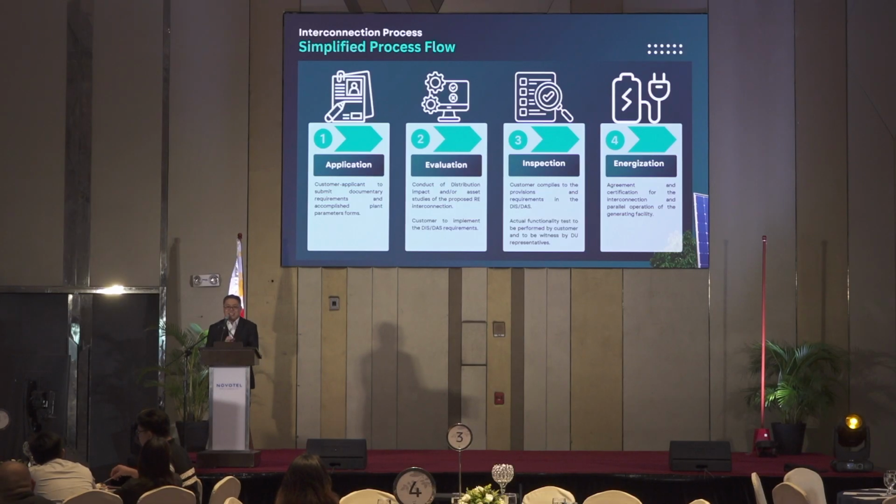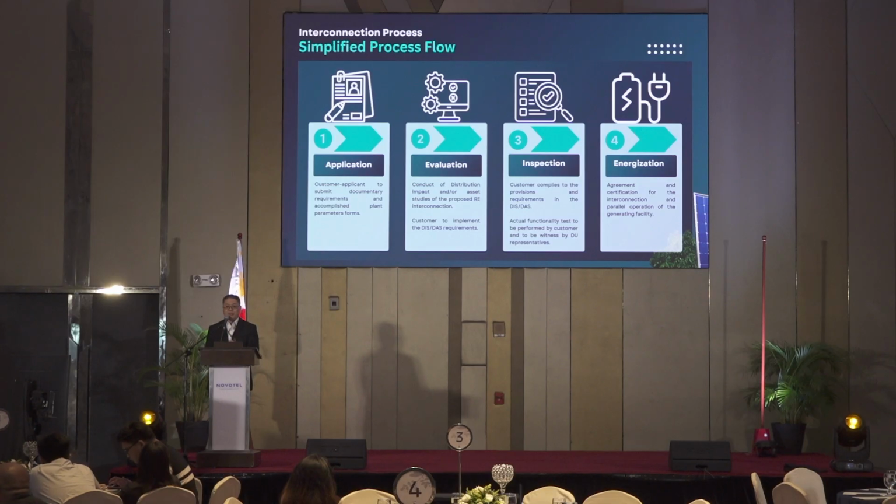So here's a simplified process flow of interconnection, if you plan to interconnect your embedded generation facility with Meralco. We start off with the application. As mentioned by Sir Luigi, you have to have a service contract with the DOE in order to supply power. So if you already have that contract, you can already apply with either the grid or the DU. If you're going to apply with Meralco, the customer applicant has to supply all the necessary documentary requirements, as well as accomplish a plant parameter form.